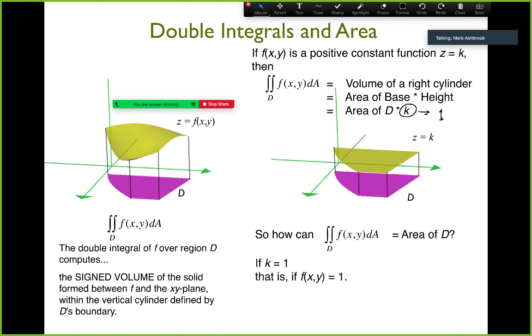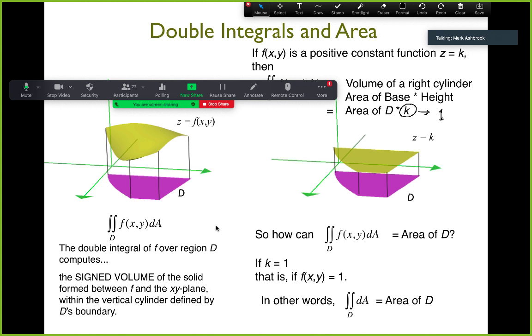So if k equals 1, that would mean that I want to take my function, my z value, to be 1. And when I do that, if I take the height or the function to be 1, then it's the double integral just of dA, and that gives me the area of D. Now the units will still be volume units. It'll still be finding the volume of a right cylinder with height 1, but the value is the same as the area of the base, or the area of the region in the xy plane. Does this make sense?